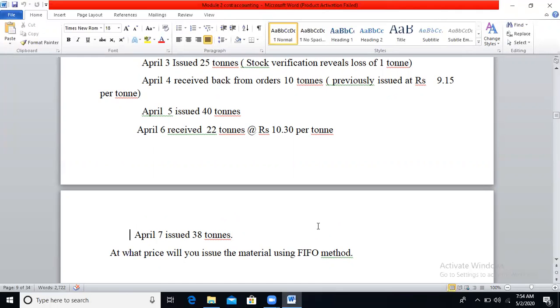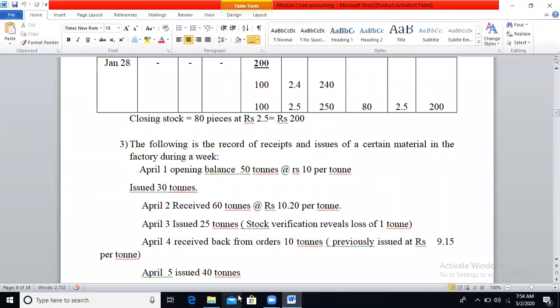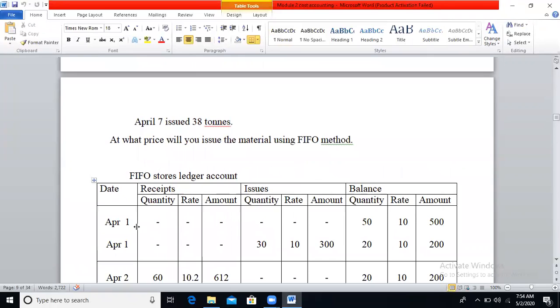Now see the first transaction, that is April 1st, we are having the opening balance of 50 tons at rupees 10 per ton. So record this. April 1st, the balance units opening balance will be 50 tons. The rate will be 10 rupees. So if you multiply 50 into 10, you will get the value as 500.